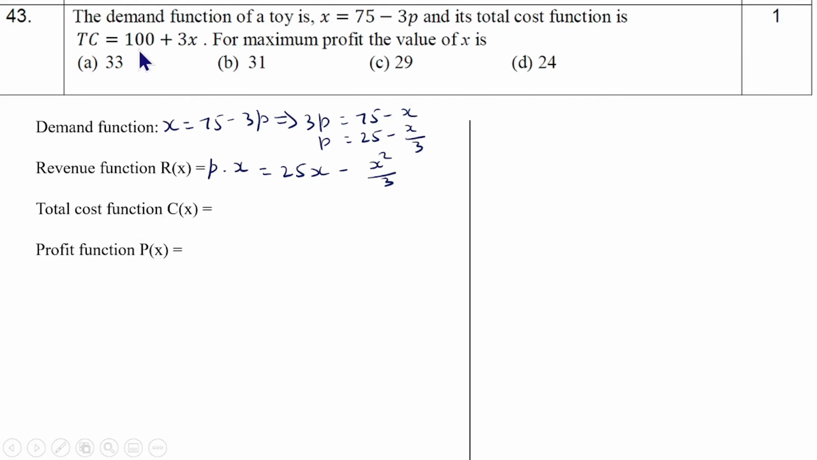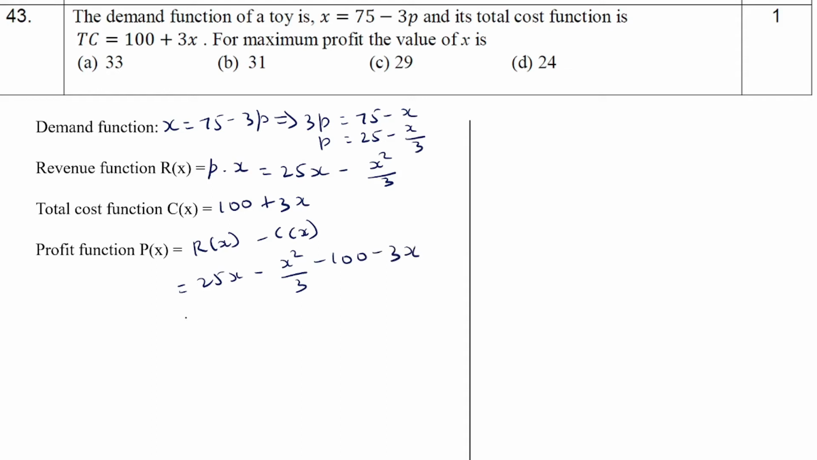Then the total cost function C of x is given here. It is 100 plus 3x. Now profit function P of x is given by R of x minus C of x, or it is equal to 25x minus x squared by 3 minus 100 minus 3x. So it is equal to 22x minus x squared by 3 minus 100. Now we have to maximize this profit function. So to maximize, P of x is equal to 22x minus x squared by 3 minus 100.